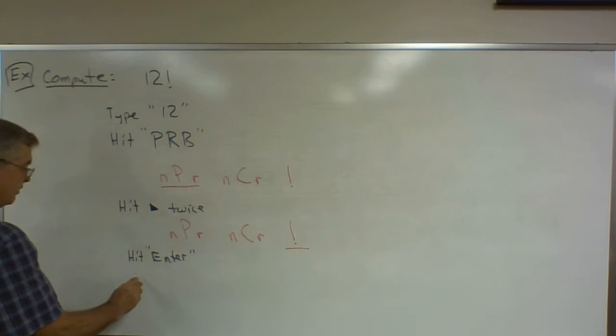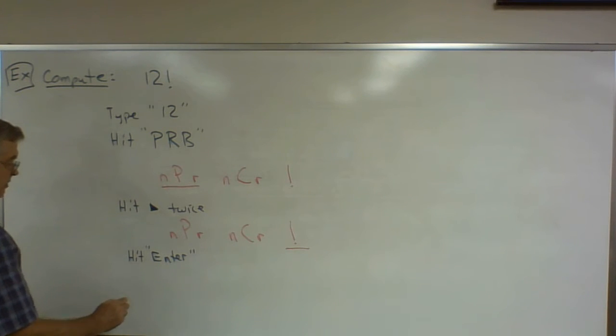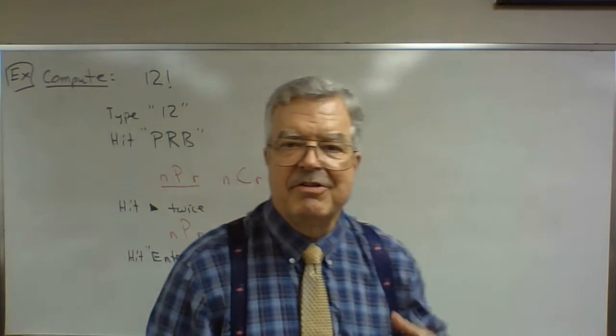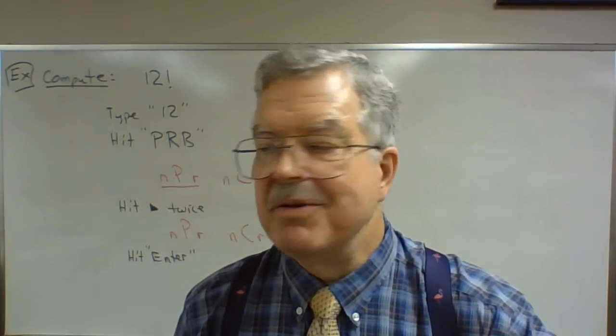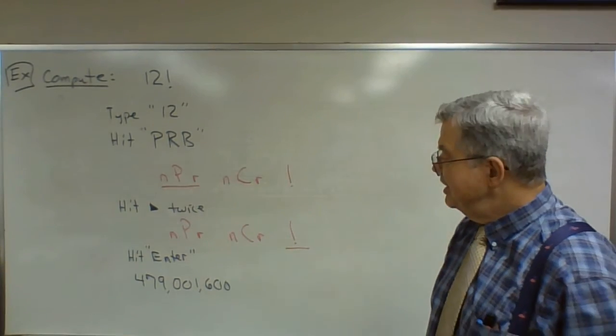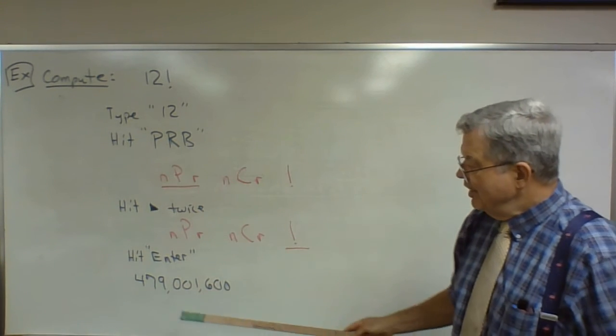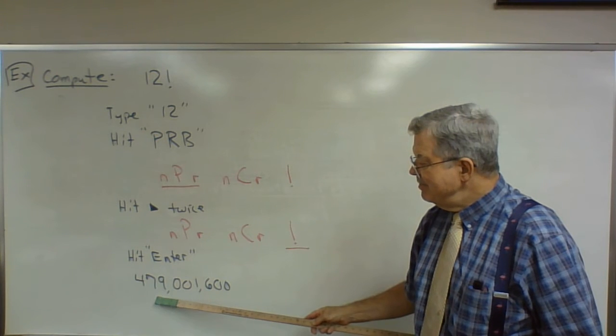And we'll get whatever 12 factorial is supposed to be. Maybe I should check out what it is and get back to you. Okay, if we did this correctly, 12 factorial, we got 479,001,600.